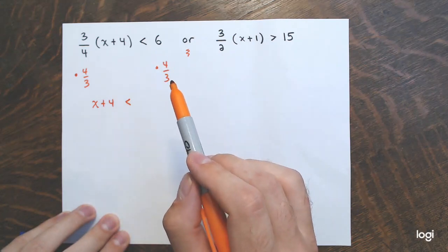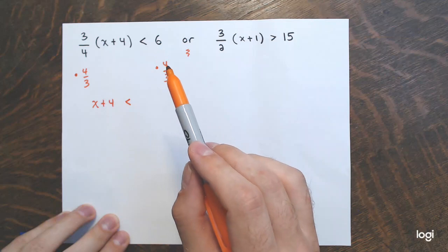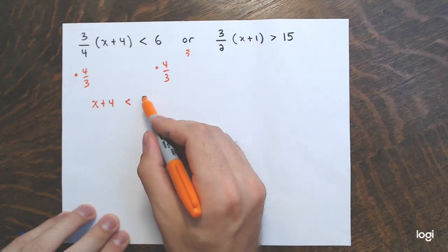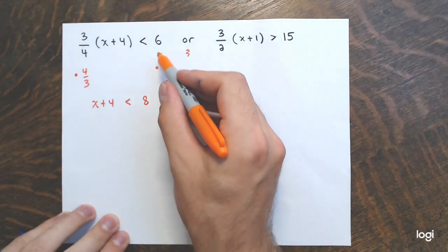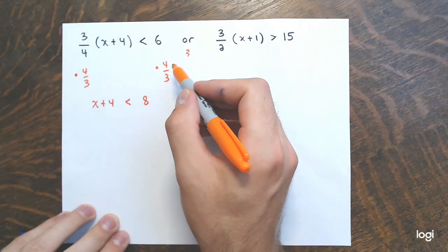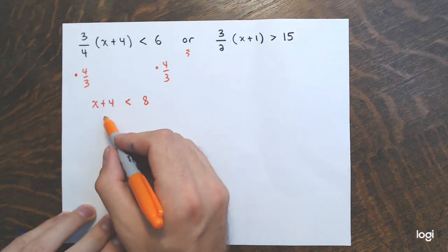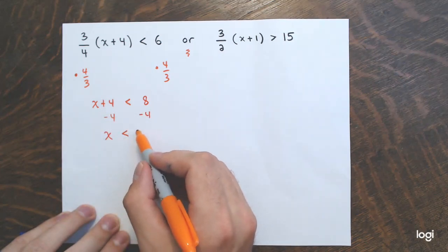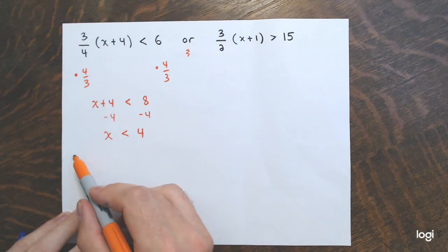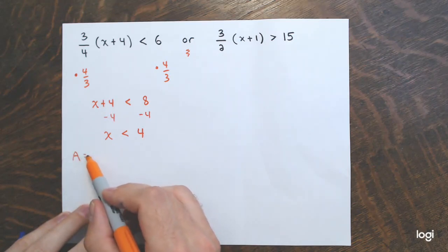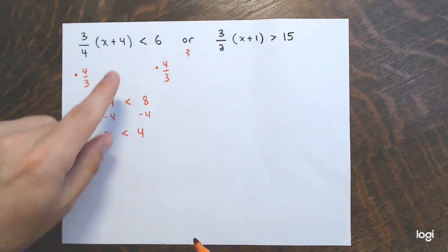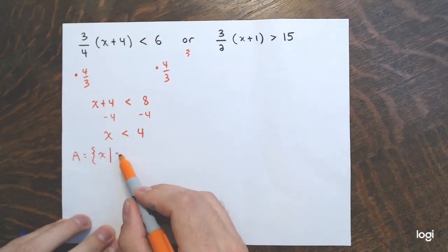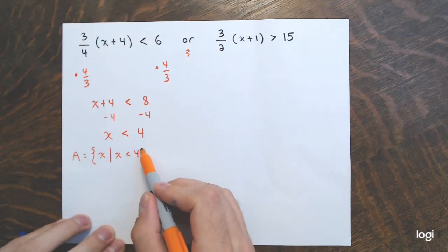Then 6 times 4/3 would be 24/3, and 24 divided by 3 is 8. Or you could say 3 in the denominator goes into 6 twice, and then you'd have 2 times 4, or 8. And then I would simply subtract 4, and then you have x is less than 4. Alright, so again, I'm going to call this set A, the set of the solutions to this first inequality. It's the set of all values of x such that those values of x are less than 4.